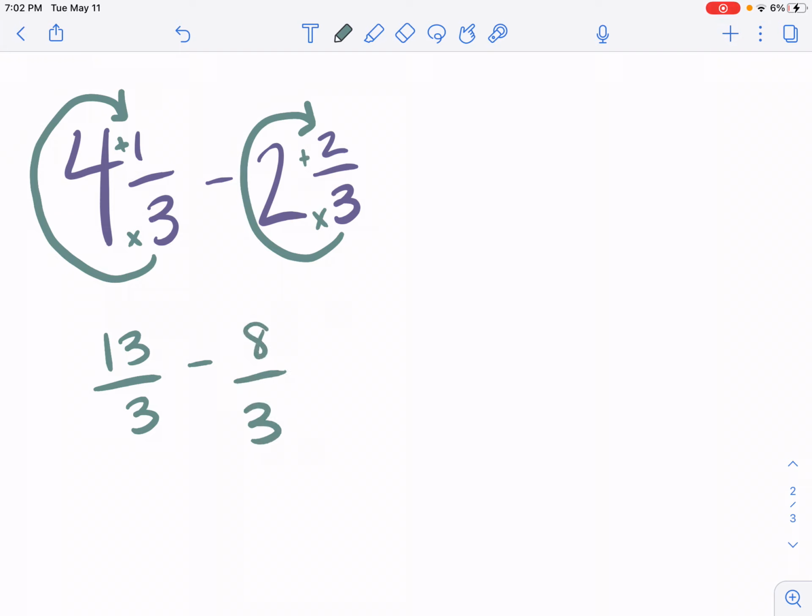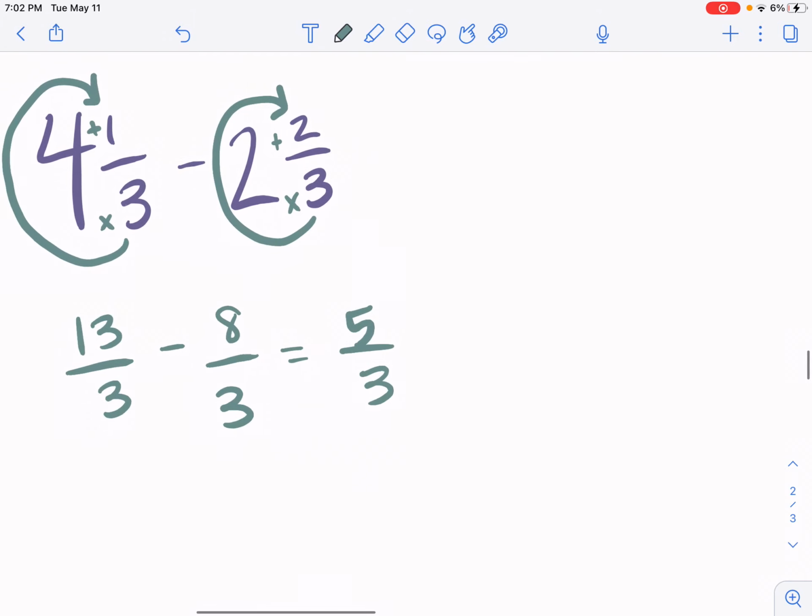So 8/3. And now I can actually subtract. Remember, I keep my denominator the same, which is 3, and then 13 minus 8 is 5. Okay, and my last step, since this is an improper fraction, I want to make sure I turn it into a proper fraction or a mixed number.